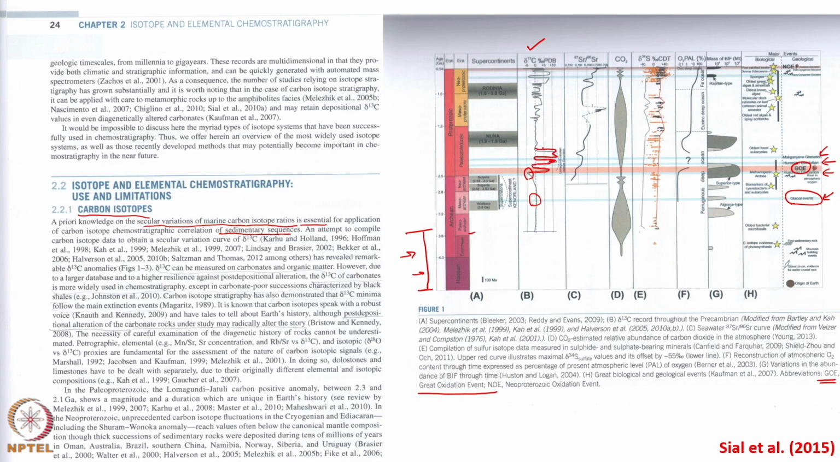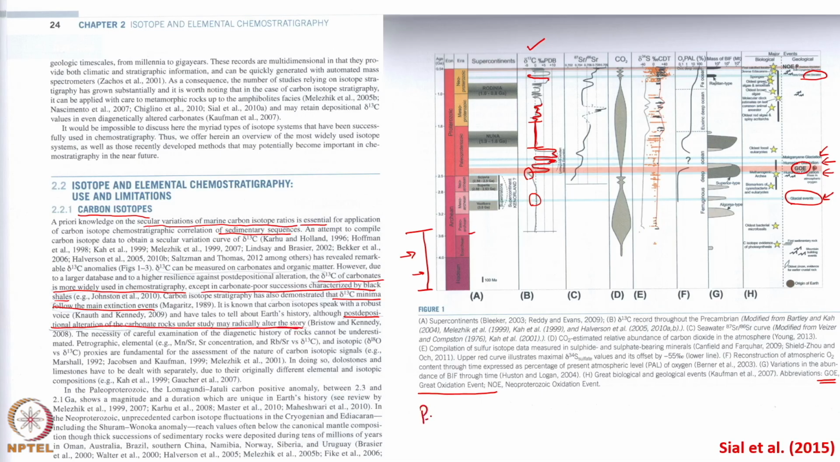Then in the Paleoproterozoic, for most of its part, the value was almost similar, and then there are a lot of ups and downs in the curve. In the glaciation period, there is a significant fall of del 13C value. The del 13C of carbonates is more widely used in chemostratigraphy, except in carbonate-poor successions characterized by black shales. Del 13C minima follow the main extinction events. Post-depositional alteration of carbonate rocks under study may radically alter the del 13C value.